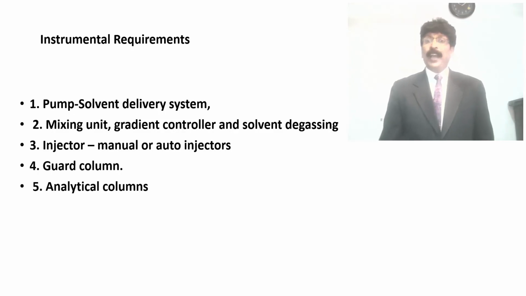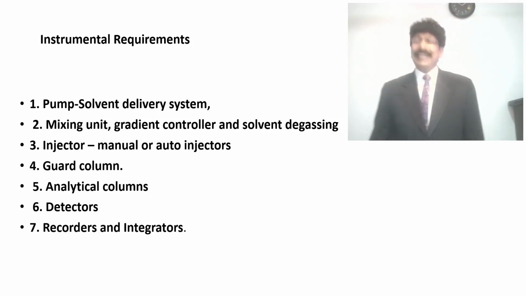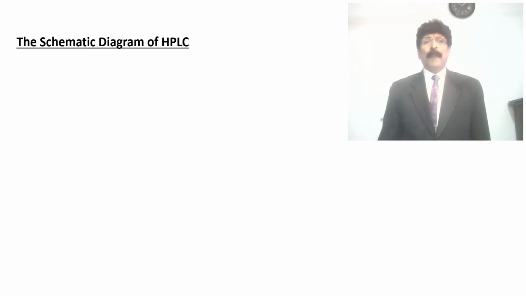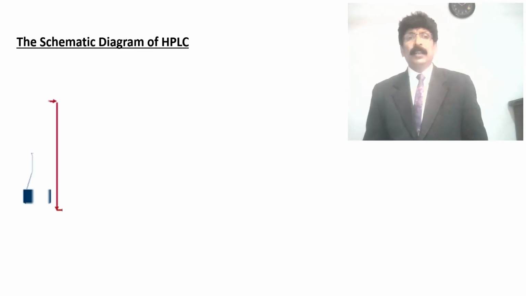Number 5, analytical column. Number 6, detectors. And number 7, recorders and integrators. Now the recorders and integrators are replaced by computers. So these are the 7 parts. If you see the schematic diagram, whichever parts I mentioned can be seen here more visibly.